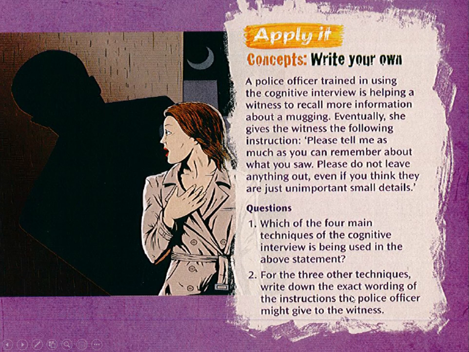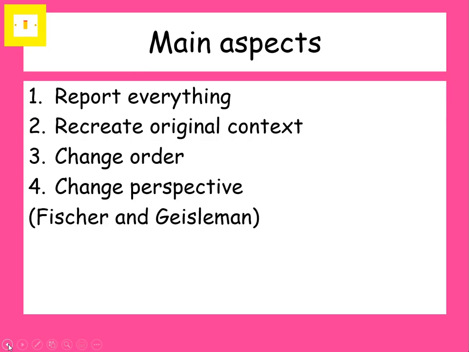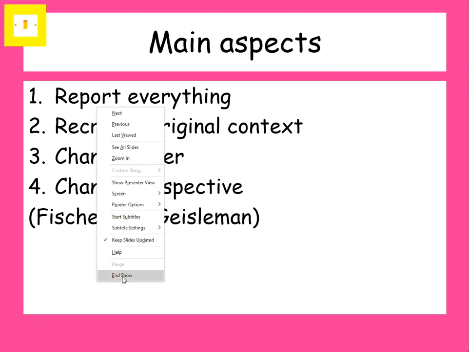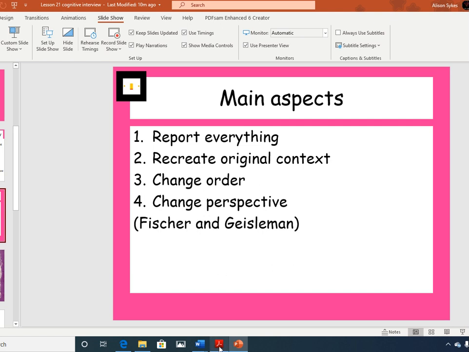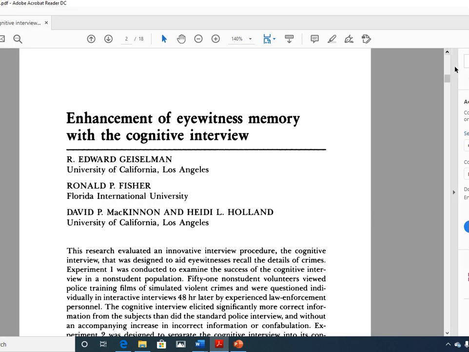For the 3 other techniques, write down the exact wording of the instructions a police officer might give. So obviously there you're going to say they would recreate the original context. Can you imagine where you were, how you felt, what you were wearing, and so on. I'm just going to go now, and I will make sure that I upload this, but here I've got the actual original document, as you can see, by Gieselman and Fisher. And it's the original journal article.